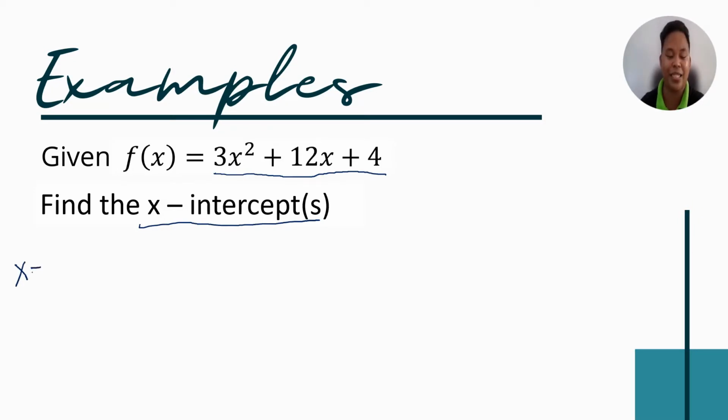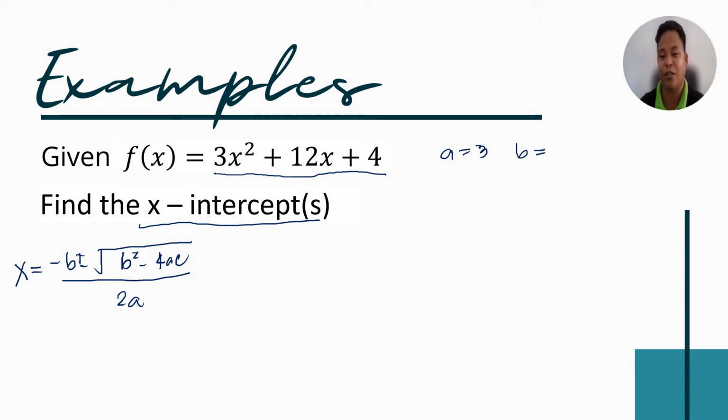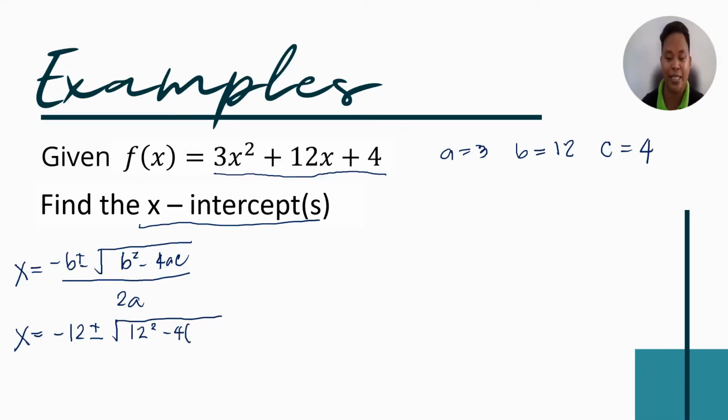We have here x is equal to negative b plus minus the square root of b squared minus 4ac all over 2a. And in this given function, the value of a is equal to 3, the value of b is equal to 12, and c is equal to positive 4. Let us substitute the given values to this formula. X is equal to negative 12 plus minus the square root of 12 squared minus 4 times 3 times 4 all over 2 times 3.